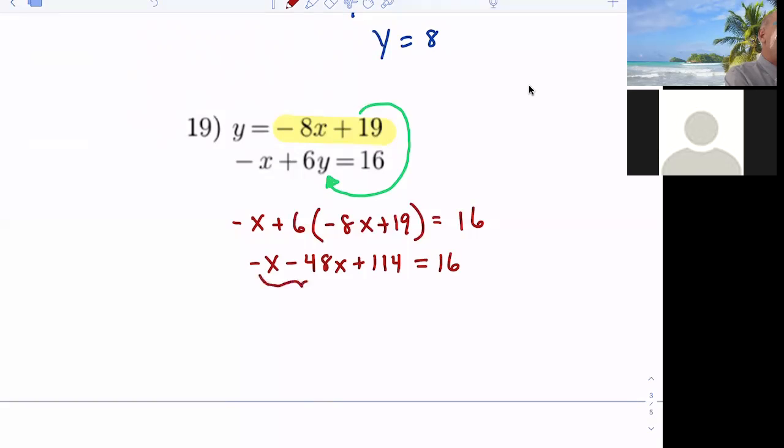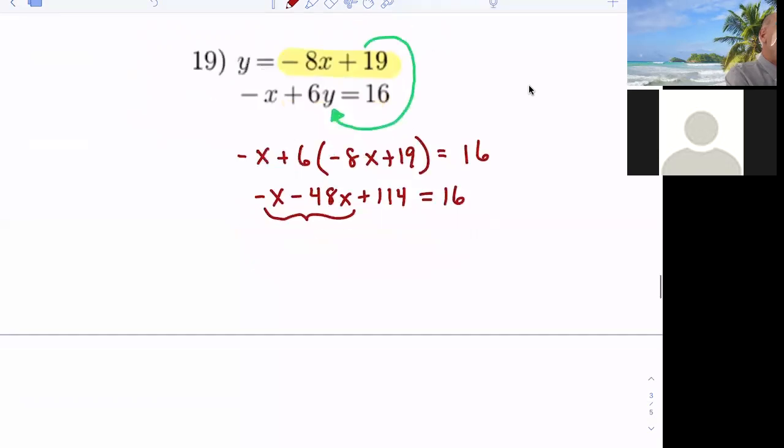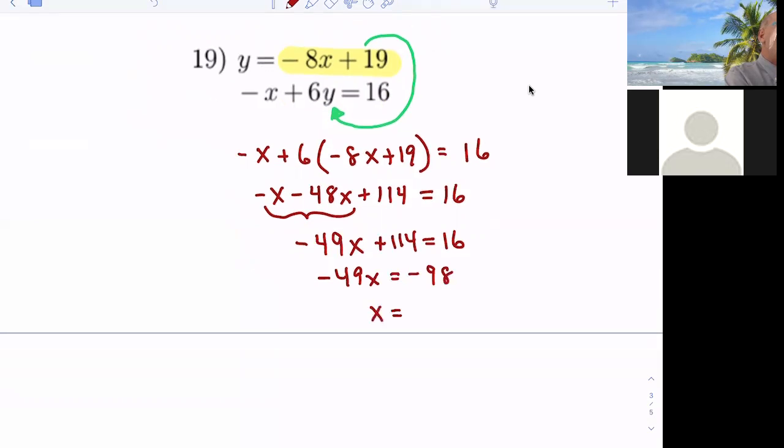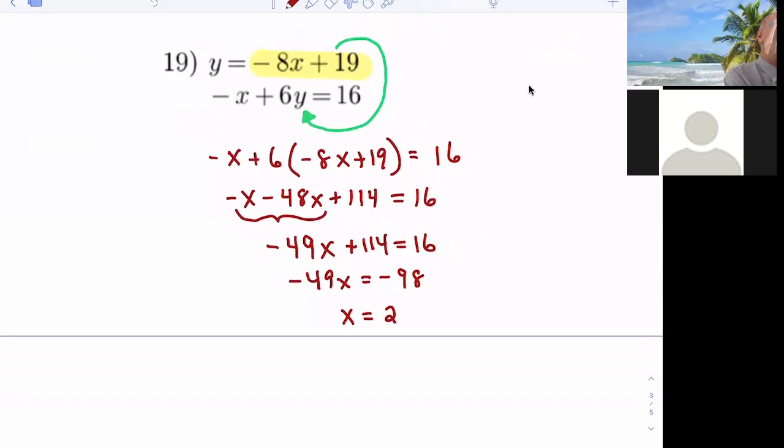So now these two come out to be negative 49x plus 144. Negative 49x equals negative 98. So x must have been 2. Everybody agree? Student: Oh, did you get 98 from subtracting 144 from 16? Try it and see. Yes, I did.